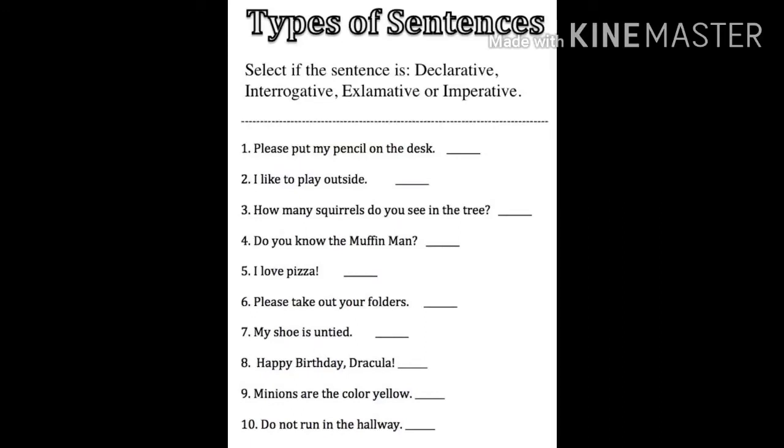Ninth: "Minions are the color yellow." You are declaring, stating something, so this is a declarative sentence. Tenth: "Do not run in the hallway." What is this? This is a kind of command. You're telling someone to do something, an order, so it is an imperative sentence. So all 10 are done.